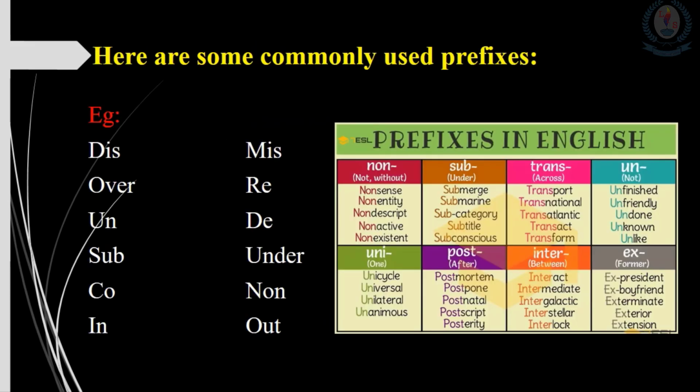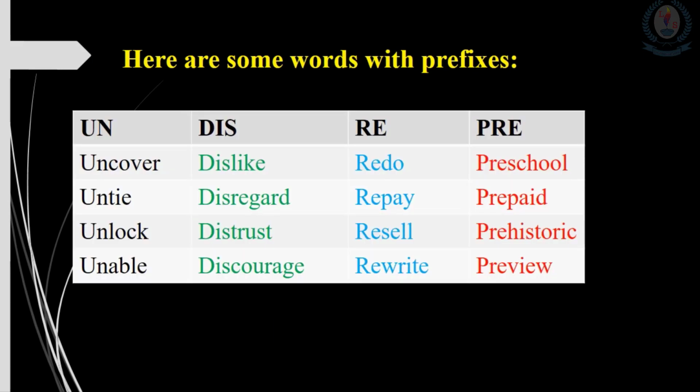Okay. In this slide, I have shown you some very frequently used prefixes in English. Just have a look at those words. Okay, moving on. Now you can see some examples I have given here with the use of the above mentioned prefixes. Un, dis, re and pre.